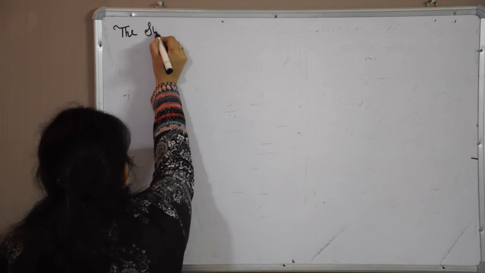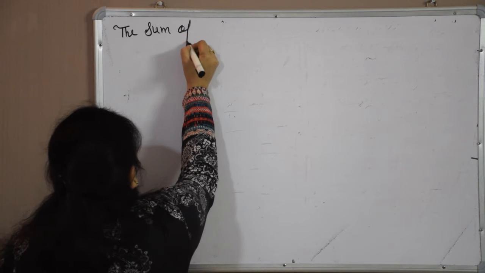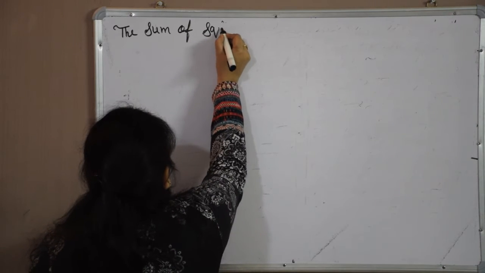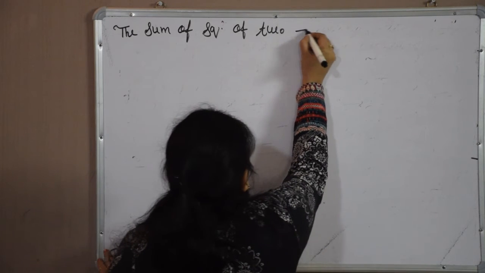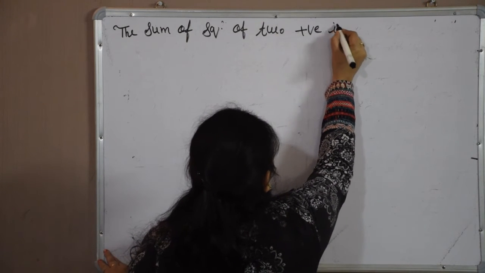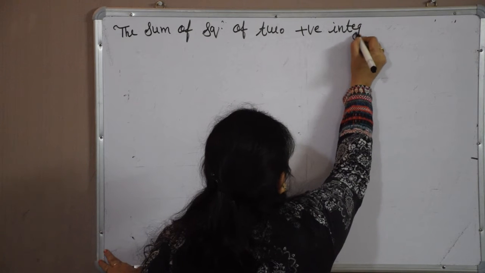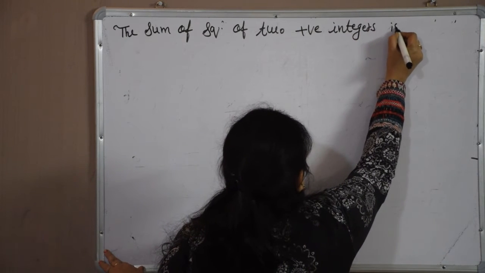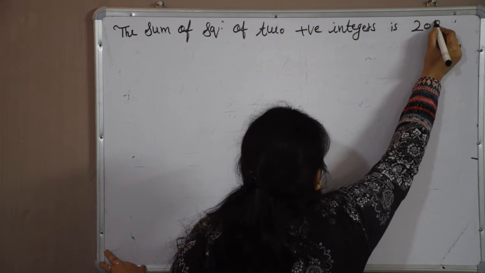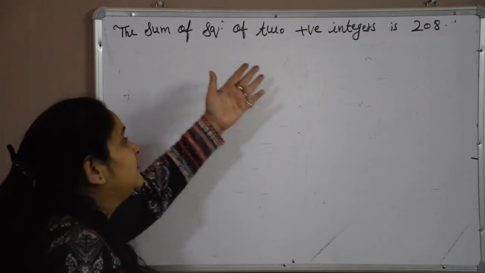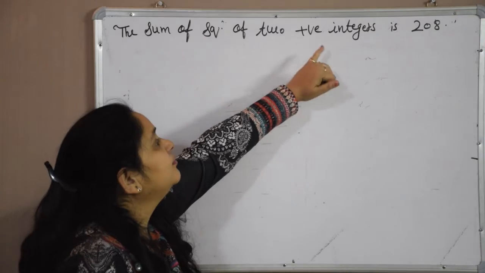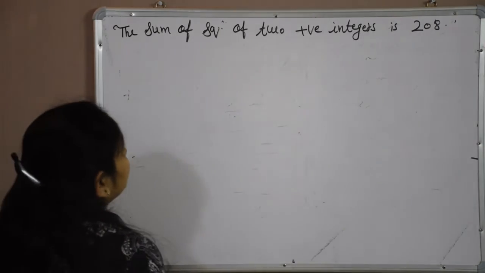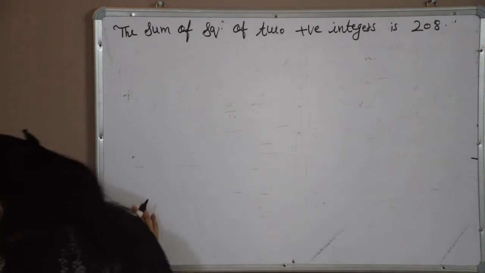The sum of square of two positive integers means natural numbers. Integers is 208. But here 0 is also included. That's why they are not writing natural numbers. They are writing positive integers. The sum of square of two positive integers is 208.